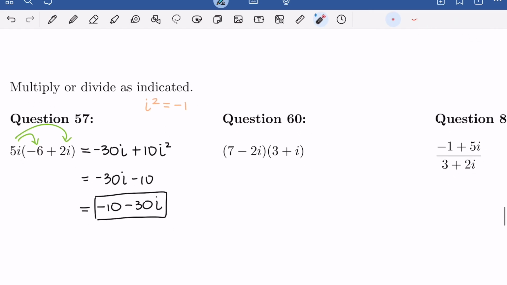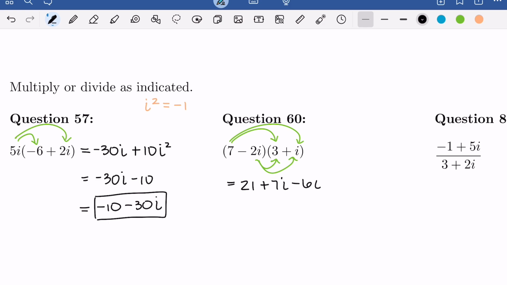All right, let's move on to question 60 here. We again want to multiply complex numbers. So this is also just going to be, think of this as two binomials here. So we can use our FOIL method to multiply these guys. So these guys and these and these are all being multiplied. So we're going to have 7 times 3 for our first term, so that'll be 21. Then we're going to have a 7i, a minus 6i, and then for our last term here, this is going to be minus 2i times i, so minus 2i squared.